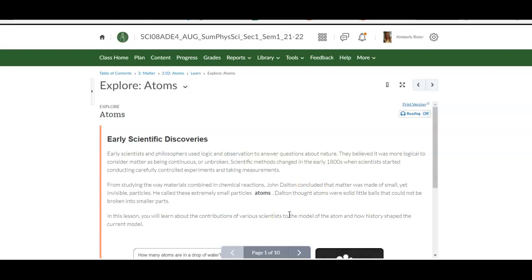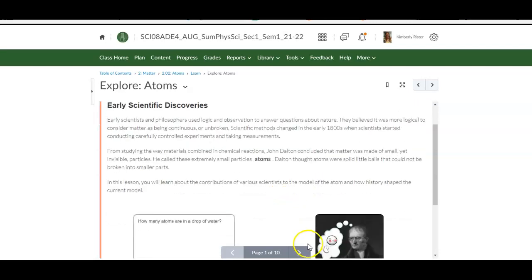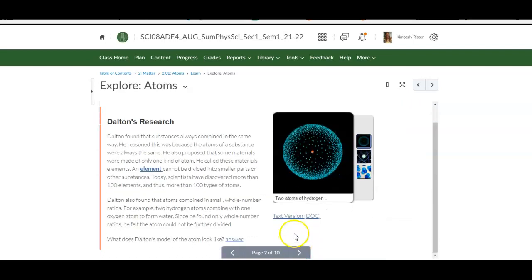We talked about how he figured out what an atom was, and you could describe what he thought they looked like. So now we're getting into talking a little more about elements. In Dalton's research, Dalton found that substances always combined in the same way. So that's something you could add to number 2. He reasoned this because the atoms of a substance were always the same. He also proposed that some materials were made of only one kind of atom, and he called these materials elements.